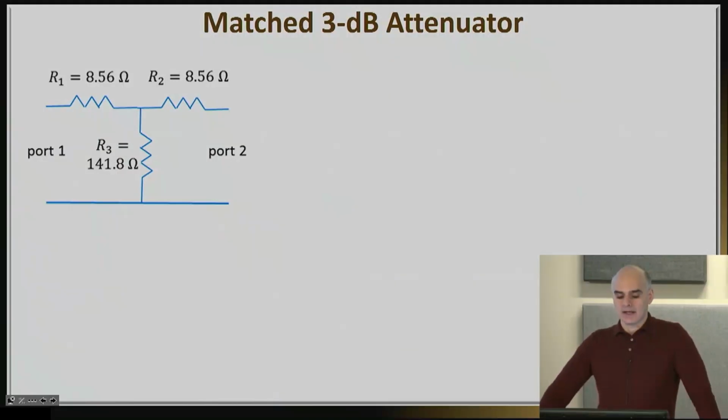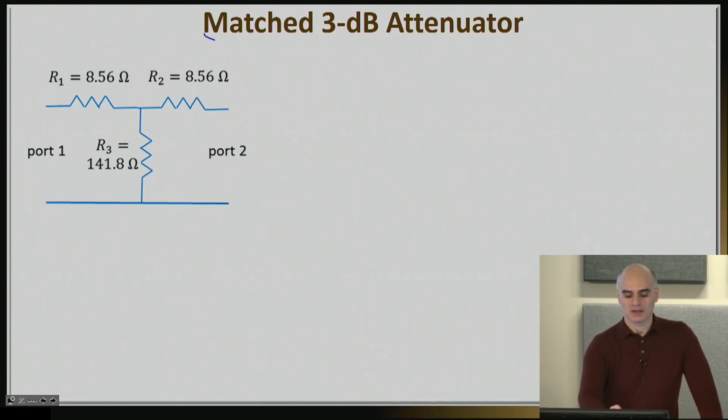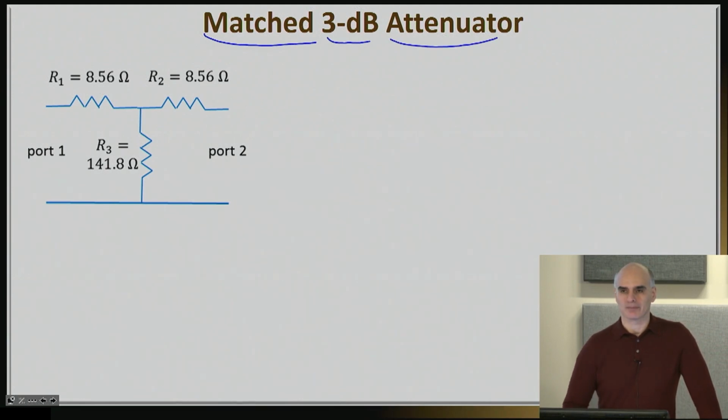So in this part, I would like to show you an additional example of calculating scattering parameters of an interesting network. This particular network is called a matched 3 dB attenuator. So let me actually explain each word slightly more. Let me start from the last one. An attenuator is a device whose main purpose is basically to attenuate power.